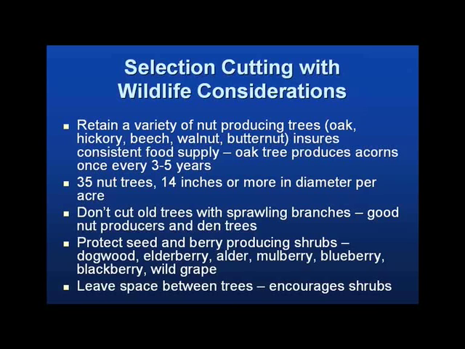If you want some guidelines, 35 nut trees with 14 inches or more in diameter per acre would be a general guideline to follow. And then also some of the old trees, we call those wolf trees. You want to hang on to those. They're the big, beautiful trees with sprawling branches, and they're usually great nut producers, and they can be great den trees. Turkeys like to roost on their lateral branches. So again, those are nice trees or specimens to leave in the forest.